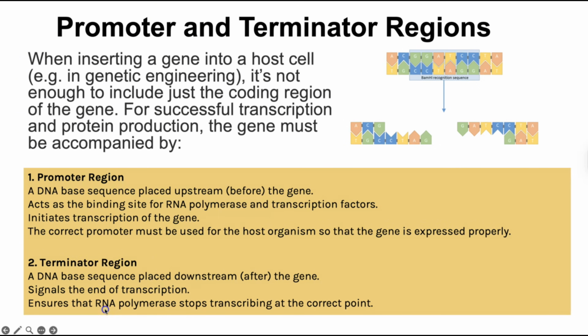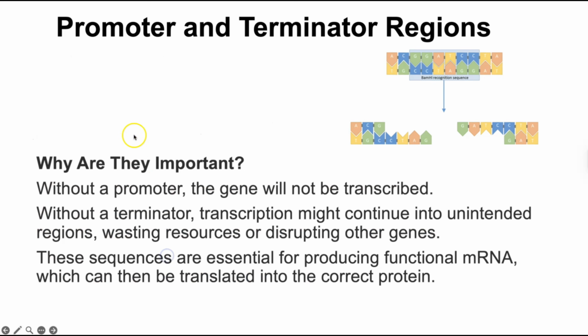And that will signal the end of transcription, and it ensures that RNA polymerase will detach and stops transcribing at the correct point. So they are important because without a promoter region, the gene wouldn't get transcribed. And without a terminator region, transcription might continue and transcribe unintended regions. That would be wasteful of resources, and it might also disrupt other genes.